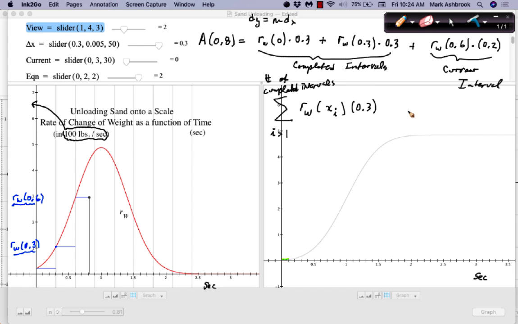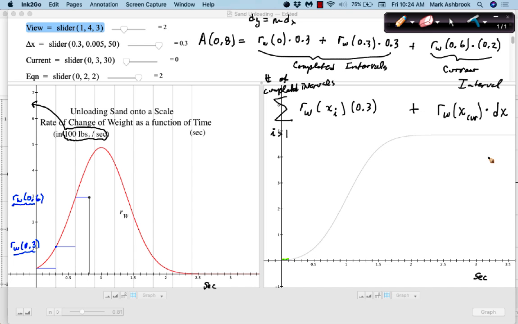And then we'll have plus the rate in the current interval times, so this amount of change in the current interval is actually what we're going to use for dx. So dx is a variable. It varies through the current interval. It starts at 0, and it varies and increases to delta x.